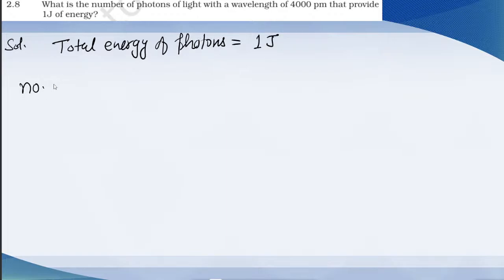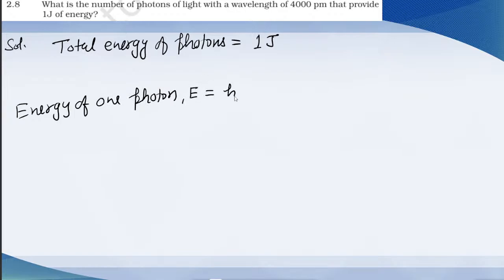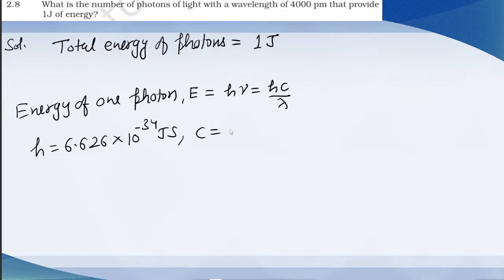और अब हम अगर एनर्जी ऑफ 1 फोटोन फाइंड आउट कर लें, व्हाट इज एनर्जी ऑफ 1 फोटोन? एनर्जी ऑफ 1 फोटोन that is equal to h nu, that is equal to hc over lambda. तो h, c और lambda, what is h? and c into meter per second, and what is lambda? 4000 picometer. So picometer is 10^-12 meter.